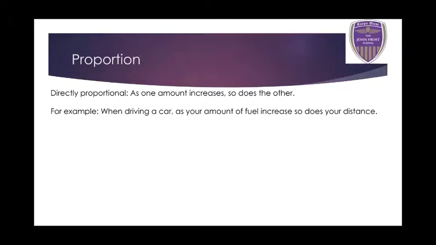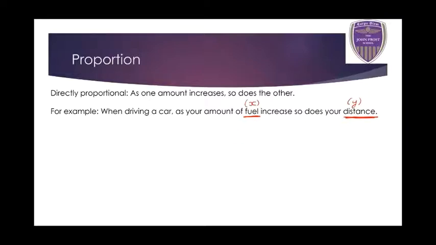So, proportion. If we say that something is directly proportional, what we're saying is that as one amount increases, so does the other. For example, when we're driving a car, as the amount of fuel increases, so does the distance that we travel, okay? So here we've got two variables: fuel and distance. And with all variables, we could assign them letters, like x and y, for example.